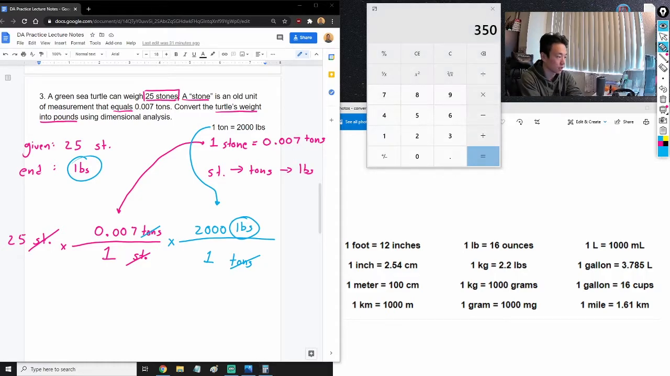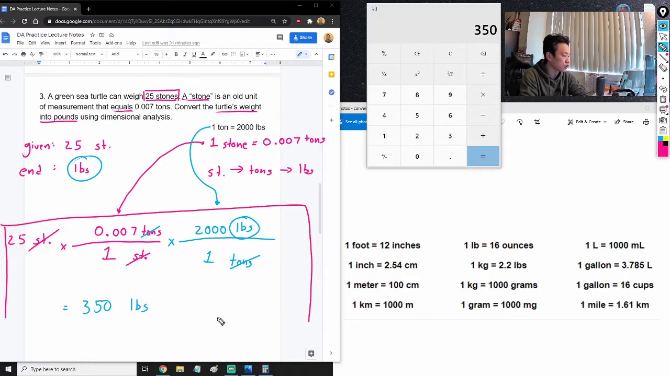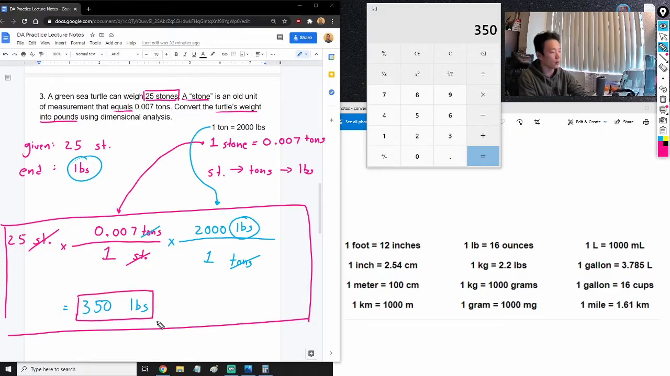Okay, so we're going to write 350. And don't forget your units, which is pounds. Okay? So in order to get credit for this problem, you're going to have to include everything that's in this box. You're going to have the fractions and your final answer, which is 350 pounds. So this green sea turtle that we're talking about weighs 350 pounds, which is the same thing as 25 stones. Okay?